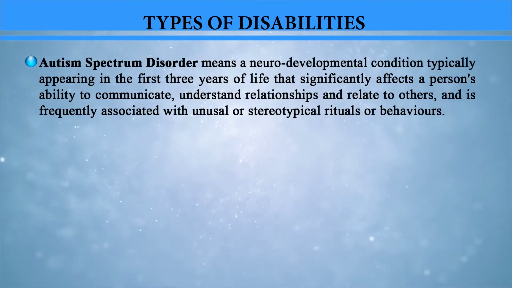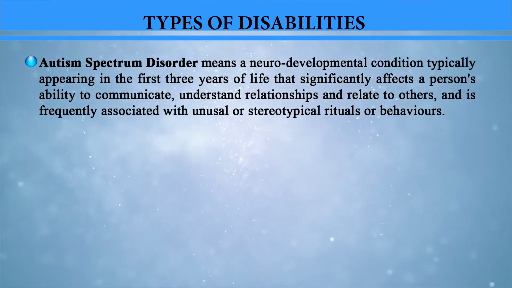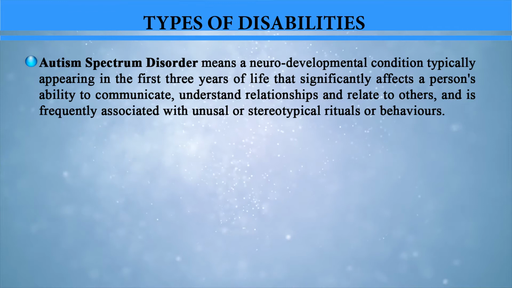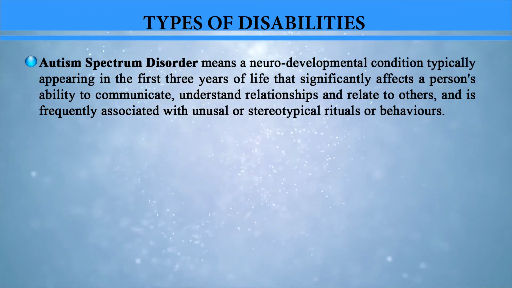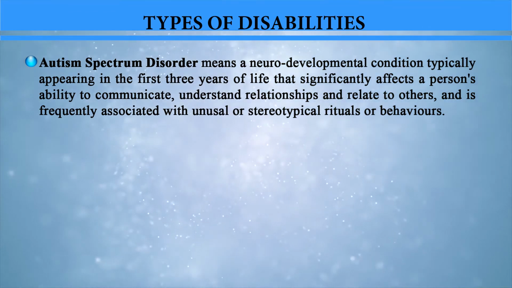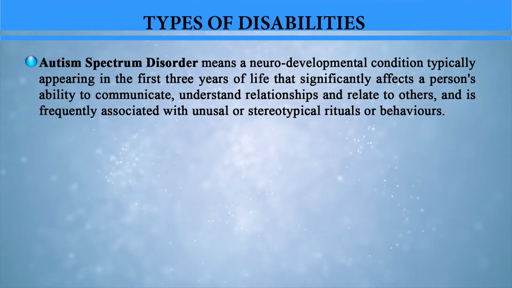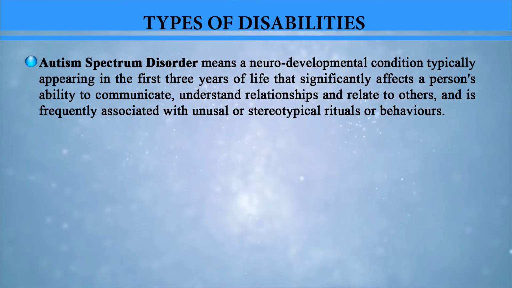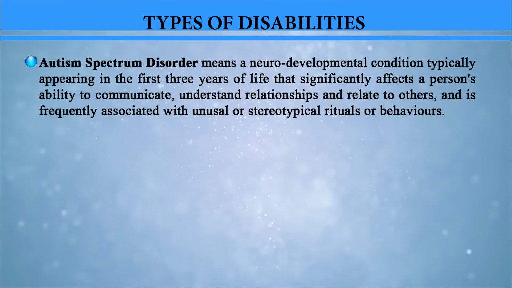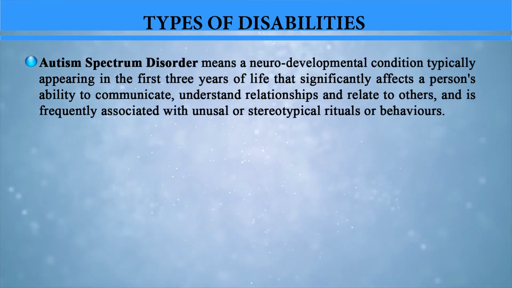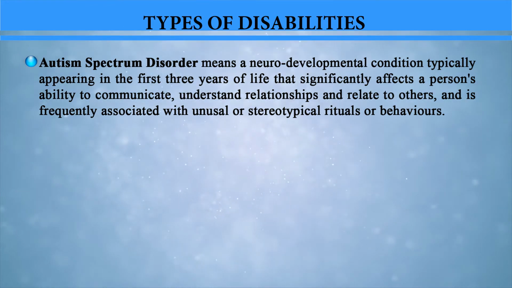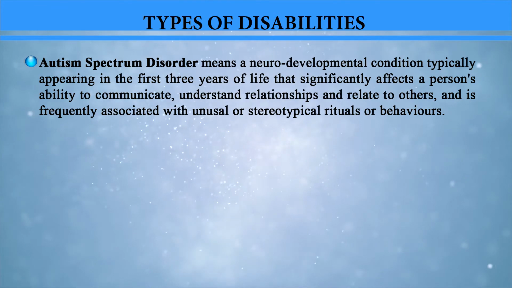Then there is autism spectrum disorder that also comes under intellectual disabilities. It means a neurodevelopmental condition typically appearing in the first 3 years of life that significantly affects a person's ability to communicate, understand relationships and relate to others, and is frequently associated with unusual or stereotypical rituals of behavior.